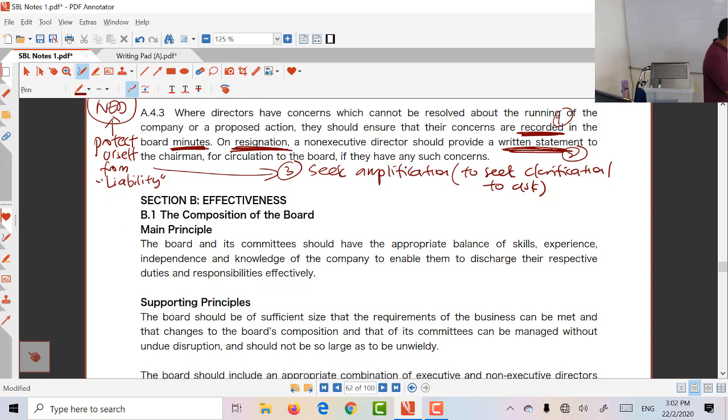Okay, so this is the first part that they say, the role of NED. How many things you must do? Four things: strategy, scrutinizing, people, risk. So I've elaborated for you. Now, carry on.